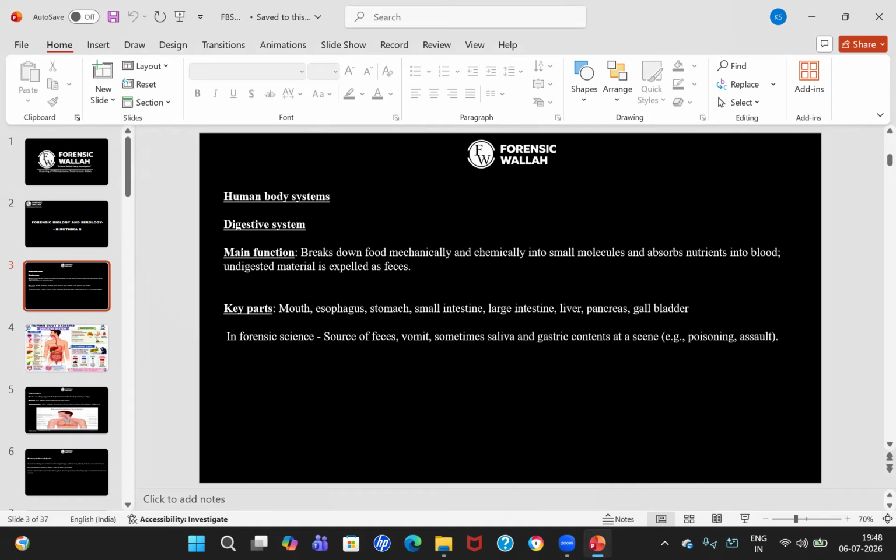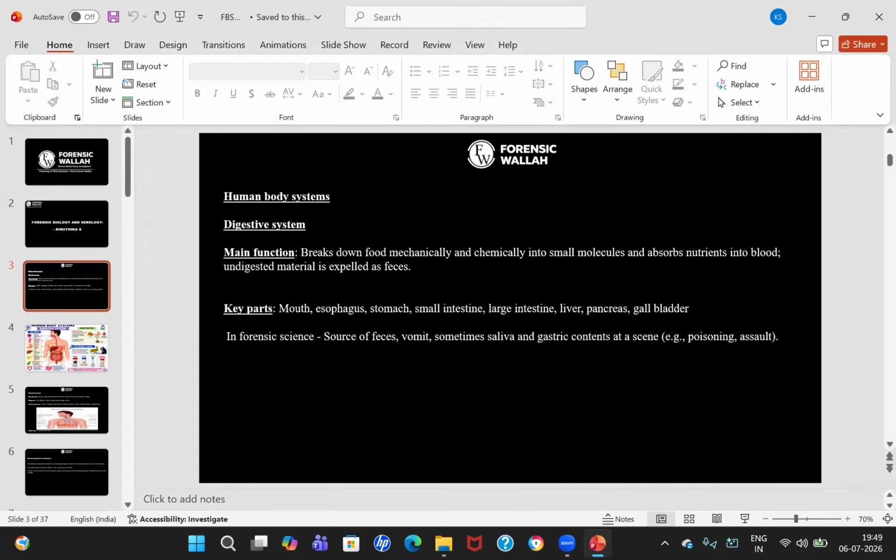When the food breaks down into smaller molecules, they can be easily absorbed by the walls of your small intestine. The molecules and nutrients are absorbed by the walls of the small intestine, and the undigested food material is then expelled out of your body as feces. That is about digestion. Now, the important key parts of our digestive system are the mouth, esophagus, stomach, small intestine, large intestine, liver, pancreas, and gallbladder.